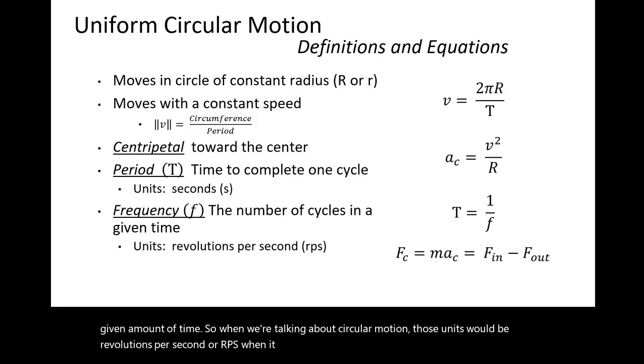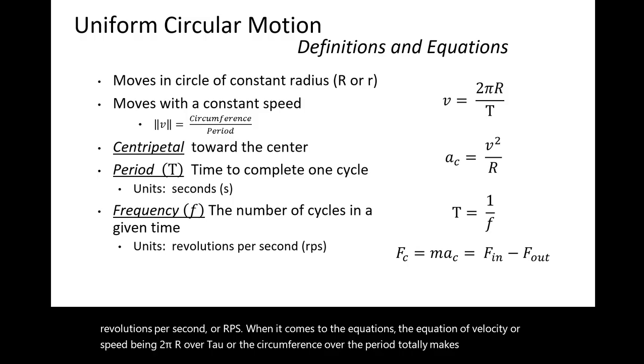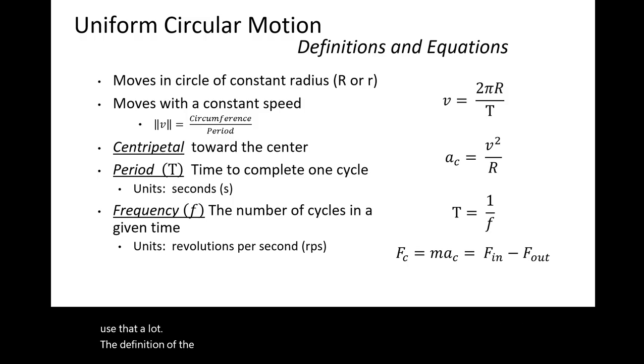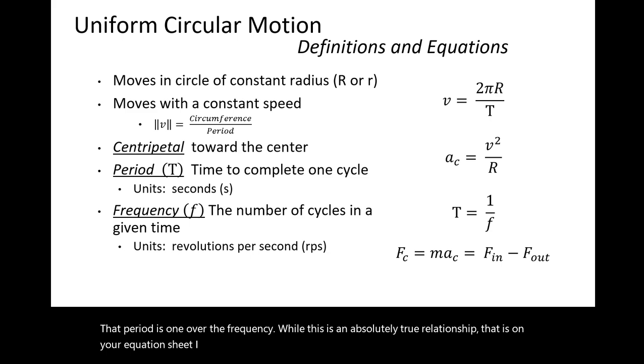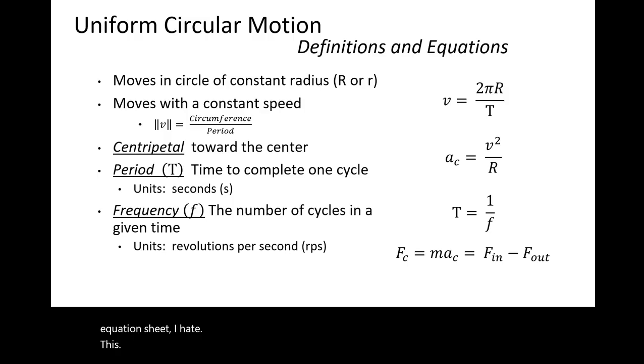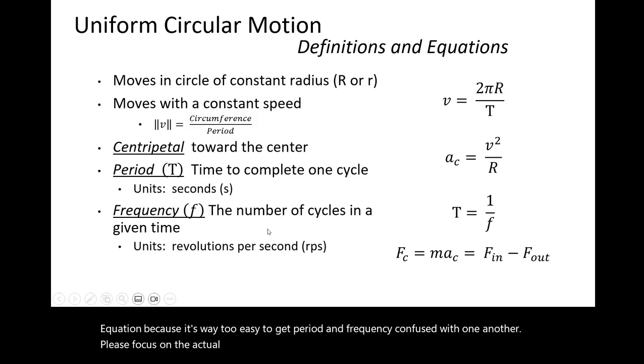When it comes to the equations, the equation of velocity or speed being 2 pi r over tau, or the circumference over the period, totally makes sense. Going to use that a lot. The definition of the centripetal acceleration is v squared over r. The devil equation, that period is 1 over the frequency. While this is an absolutely true relationship that is on your equation sheet, I hate this equation because it's way too easy to get period and frequency confused with one another. Please, please, please focus on the actual definitions written in words on this page.